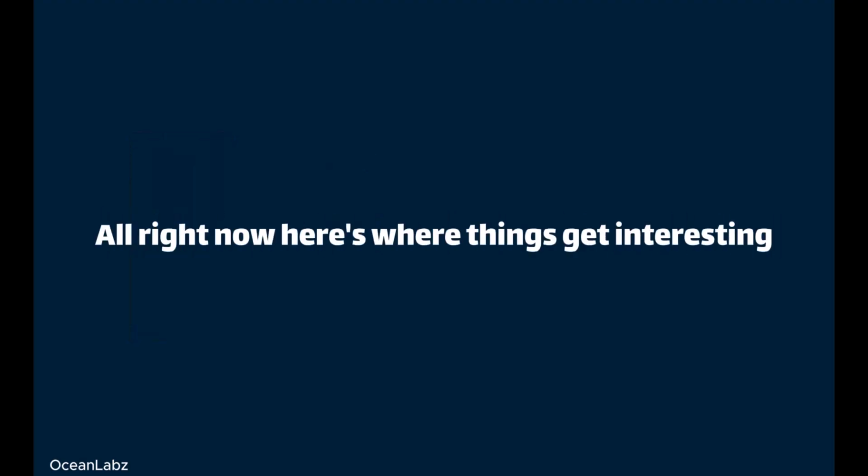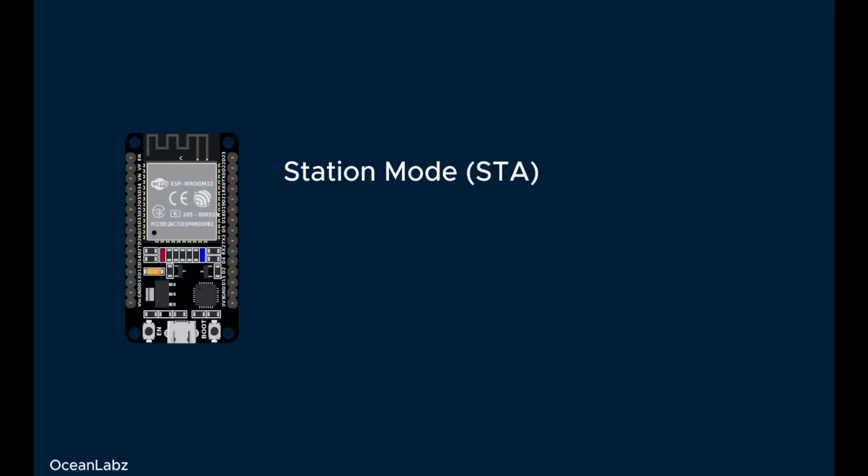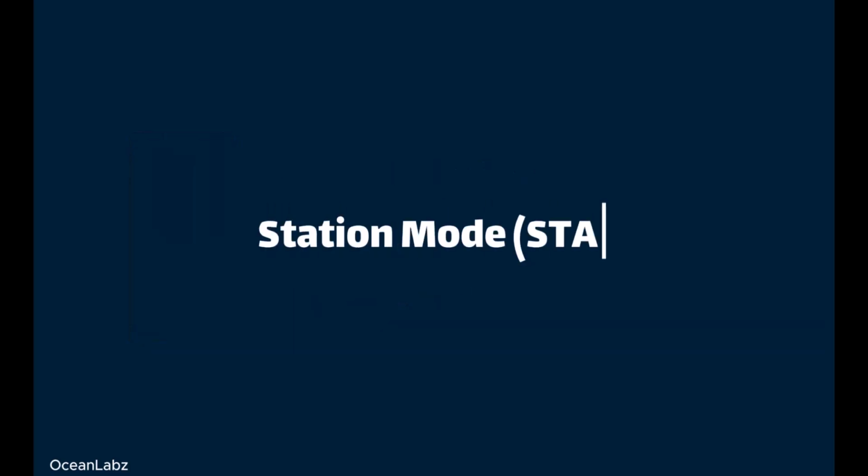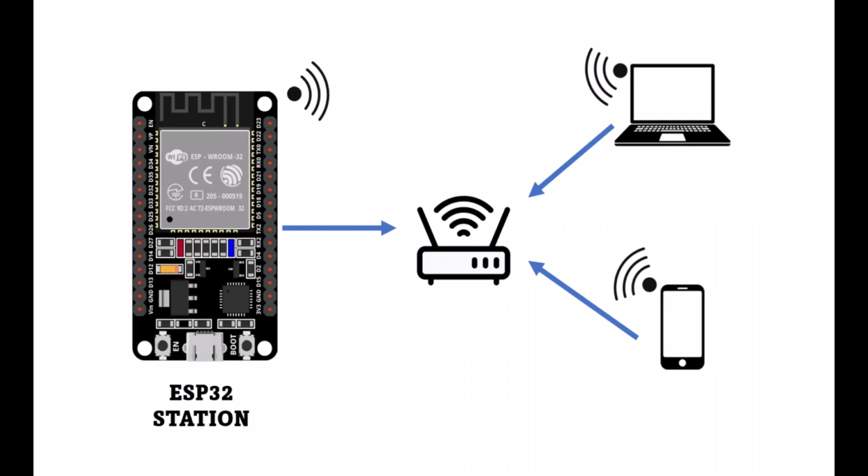All right, now here's where things get interesting. The ESP32 can actually operate in different Wi-Fi modes, and today we're going to look at the two main ones that you'll be using most of the time: station mode, or STA mode. This is when your ESP32 connects to an existing Wi-Fi network. Just like how your phone or laptop connects to your home Wi-Fi, in this mode, it acts like a client or a regular device on the network.